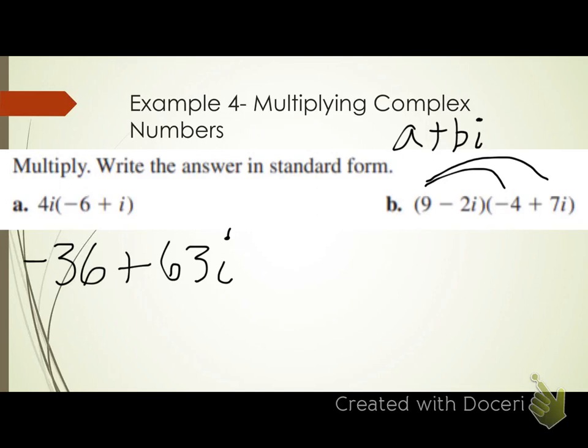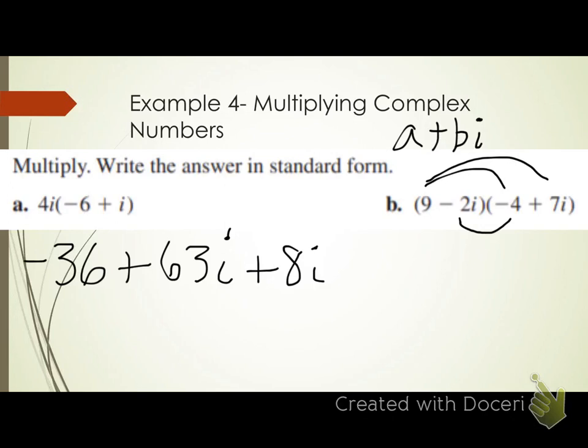If the O stands for outer, what do you think the I in FOIL stands for? Inner. So what are my two inner terms? Negative 2i and negative 4. So I'm going to multiply those. What's negative 2i times negative 4? Positive 8i.